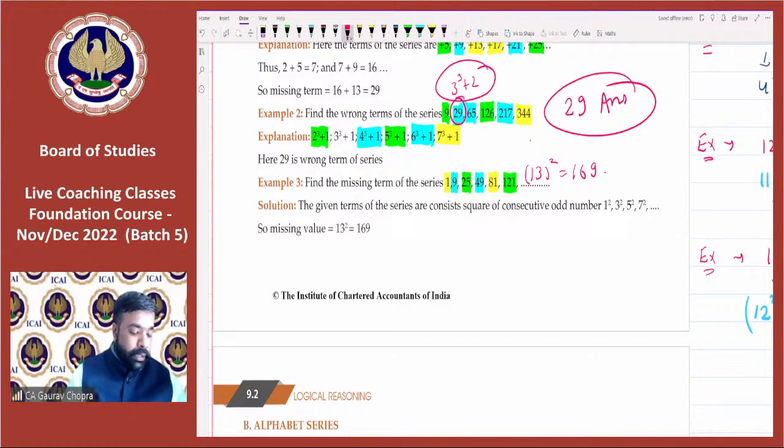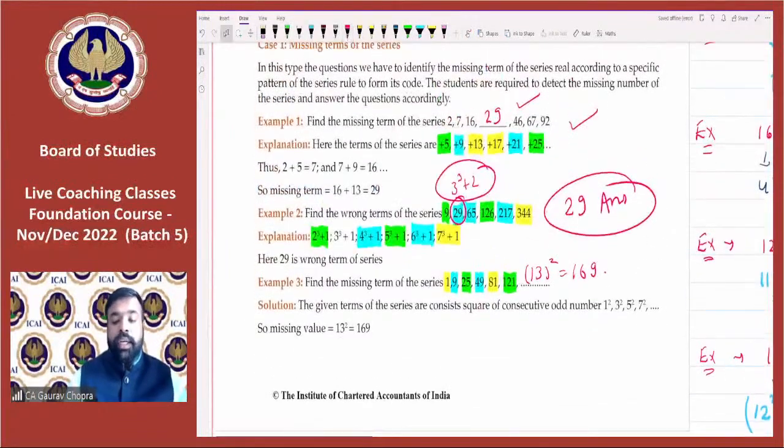Okay, Priya Pandit is asking, please explain example 1 once again. See, in example 1, we have to see the gap between the numbers. 2 and 7 is having a gap of 5. 7 and 16 is having a gap of 9. At last, we are having 46 and 67, a gap of 21, then 25. So everywhere we can see that the gap is getting increased by 4.